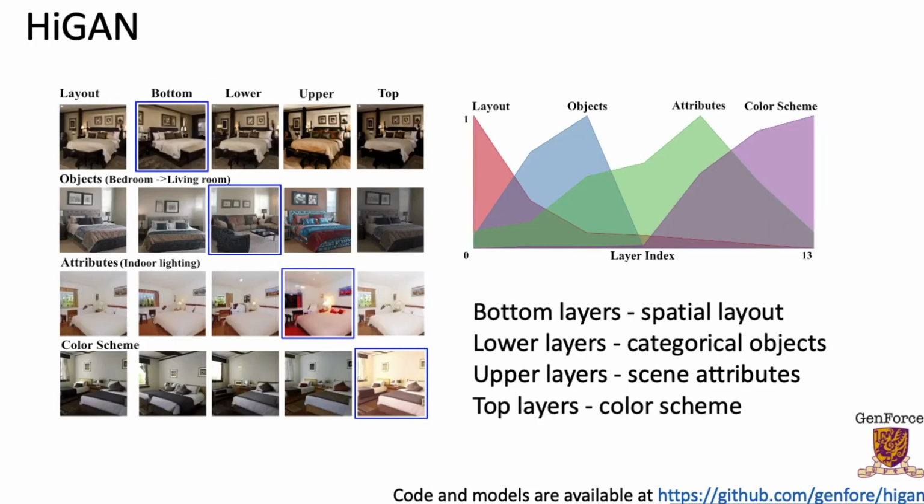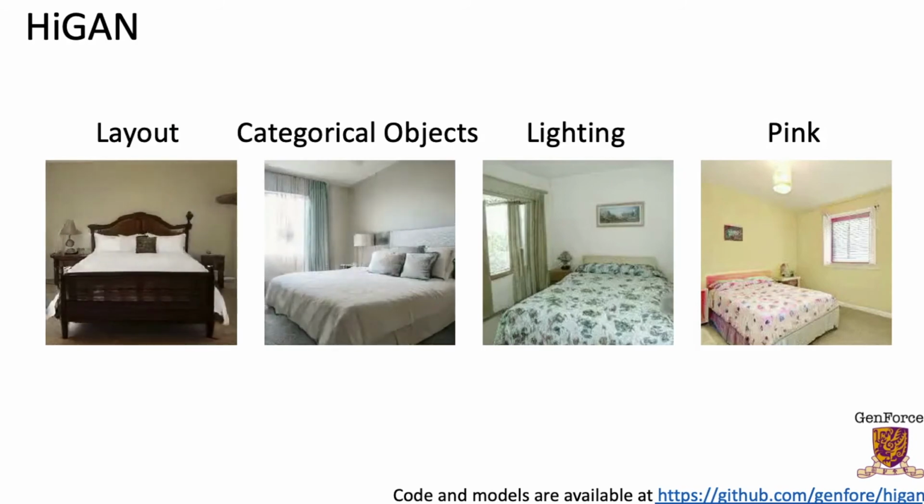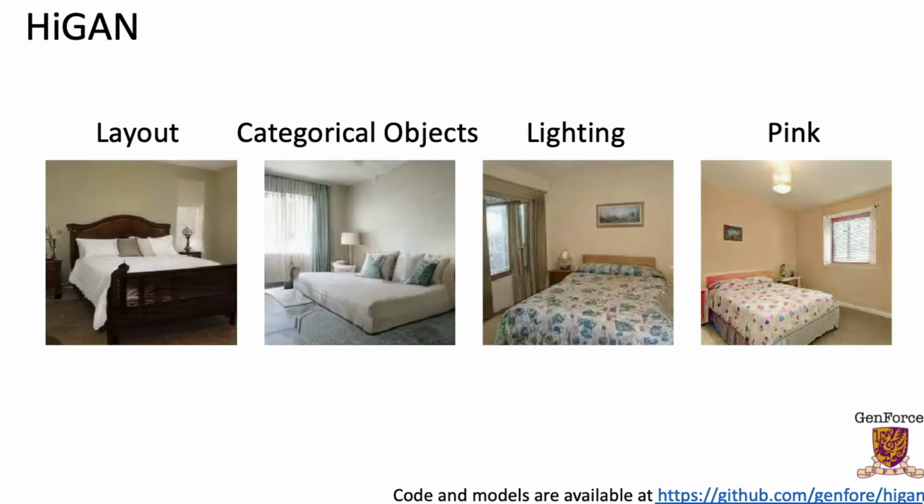It turns out that generative models which employ layer-wise latent codes could encode semantics from different abstraction levels in a hierarchical manner. Specifically, the bottom layers tend to determine the spatial layout, the lower layers control the categorical objects, the later layers finally render the scene attributes as well as the color scheme. Identifying such variation factors enables semantic scene manipulation.